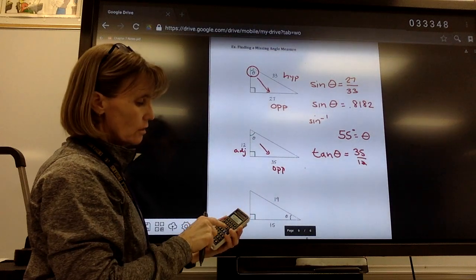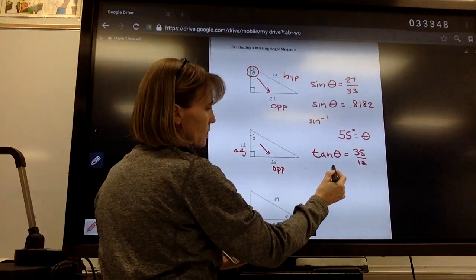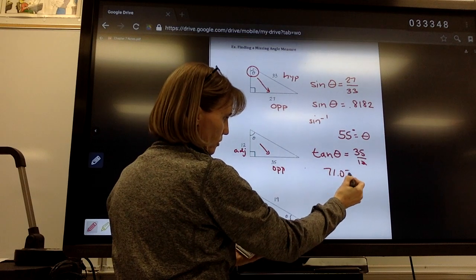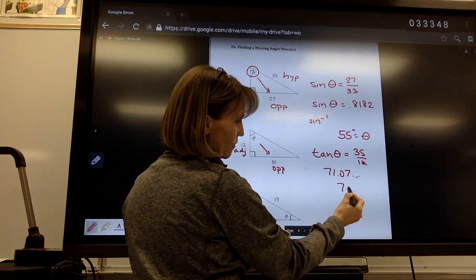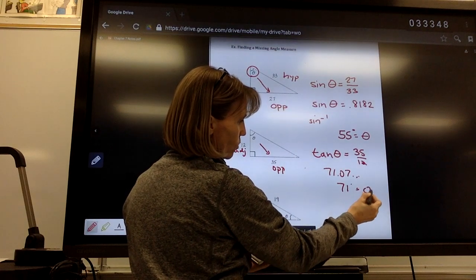Then I have to do the inverse tangent. So I get 71.07, and then a bunch of numbers. That's going to round to 71 degrees for theta.